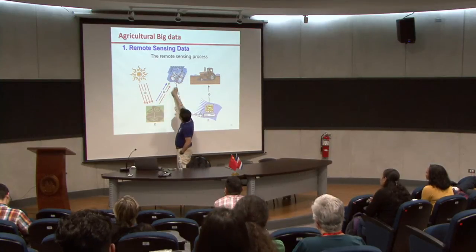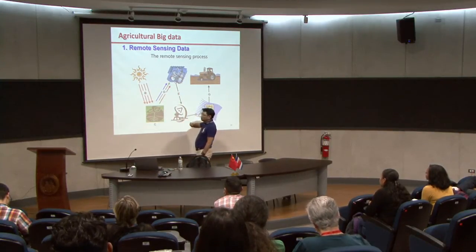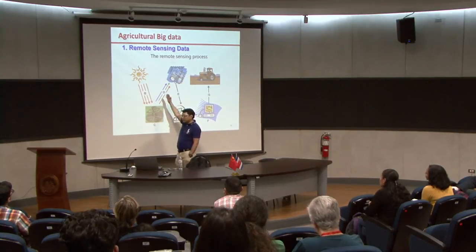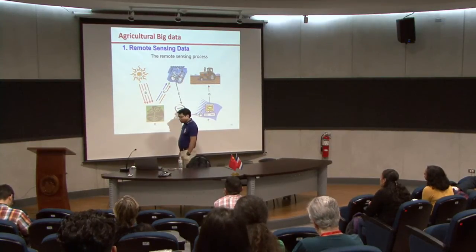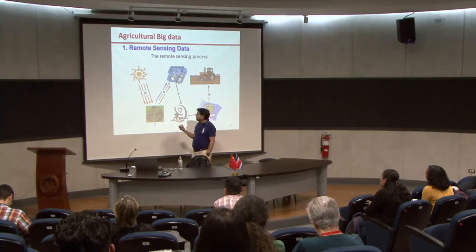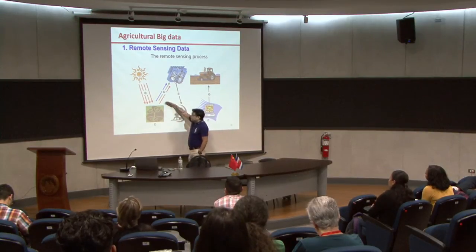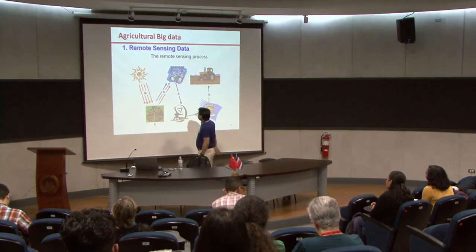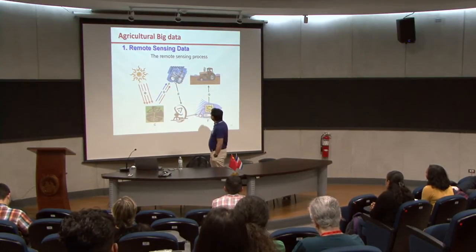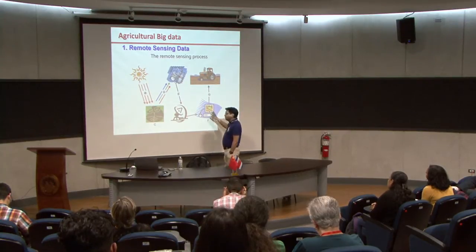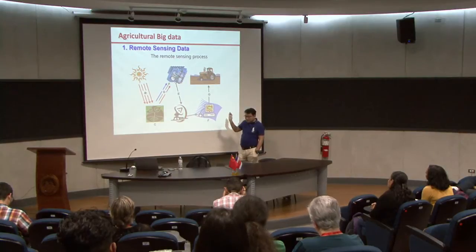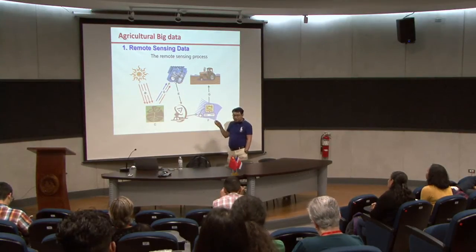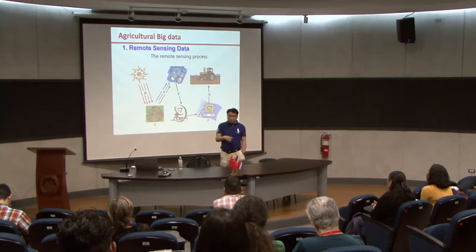This is sunlight, and this is the crop, which reflects and absorbs the electromagnetic energy. The signal is captured by the satellites, and they transmit the signal to the ground. This is the remote sensing process. So with remote sensing images, we can judge whether the crop is healthy or unhealthy.